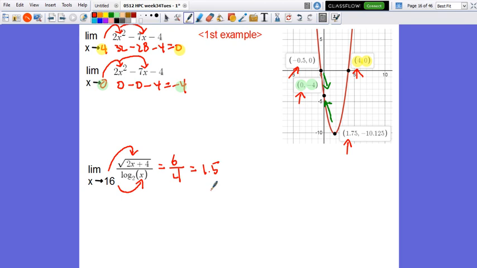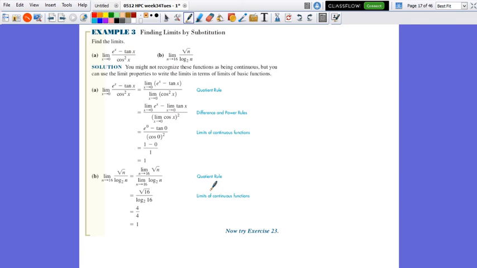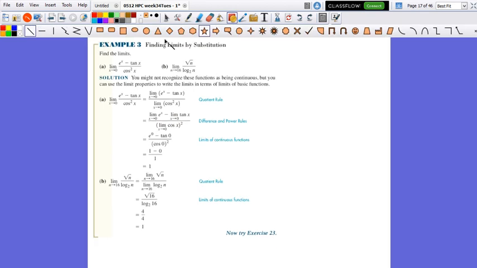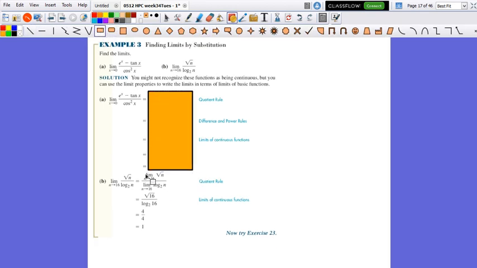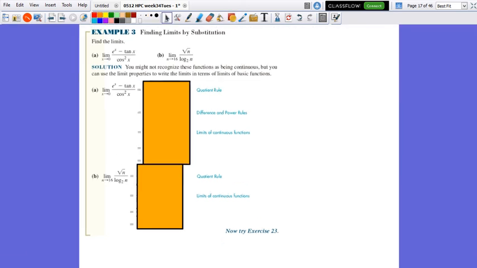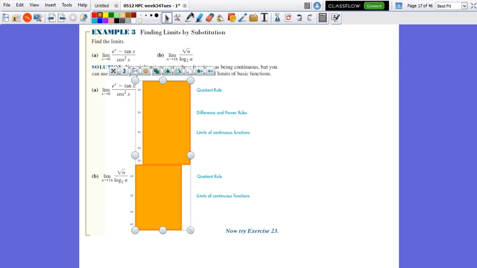Now, this example is basically the same thing. You need your unit circle here. Let's not confuse things. Basically you're just plugging in 0. You're substituting in 0 for these x's.